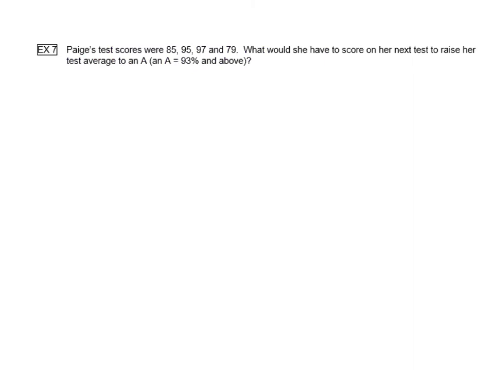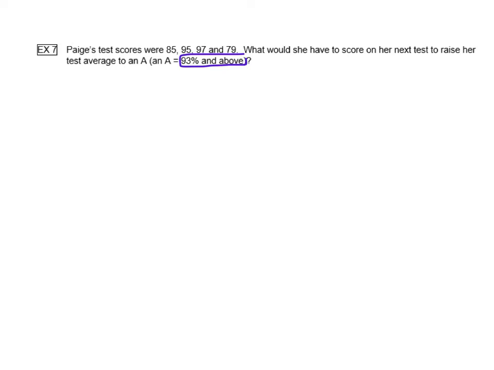Alright, last example. Paige's test scores were 85, 95, 97, and 79. What would she have to score on her next test to raise her average to an A? And an A is being defined as 93 and above. So first let's talk about how to set up the average.